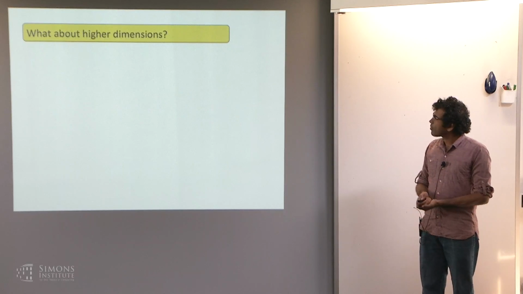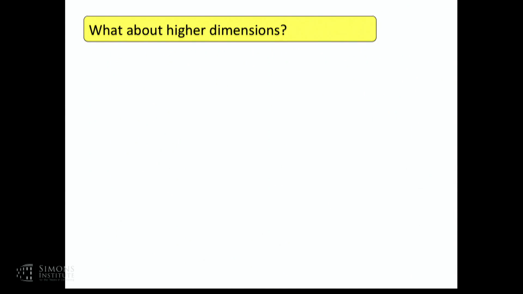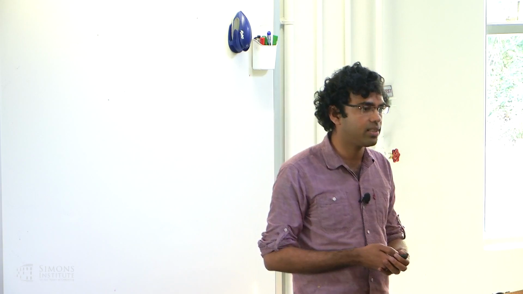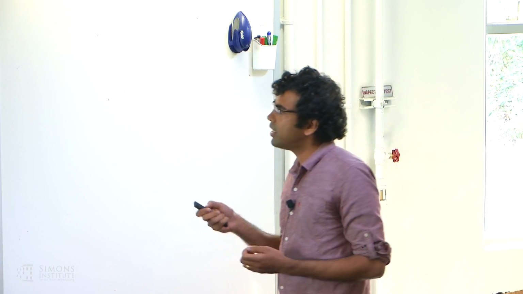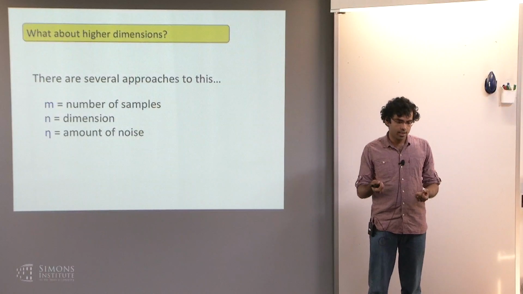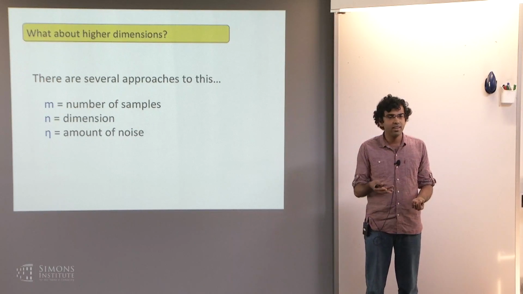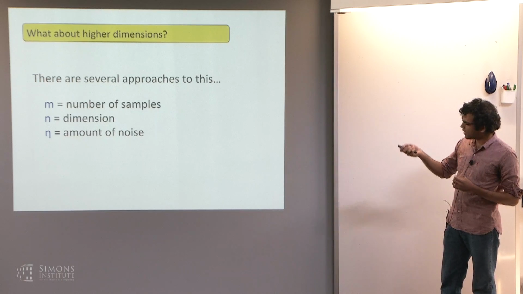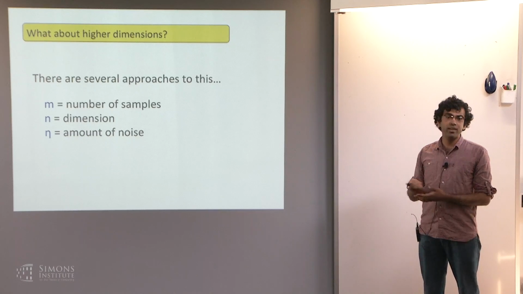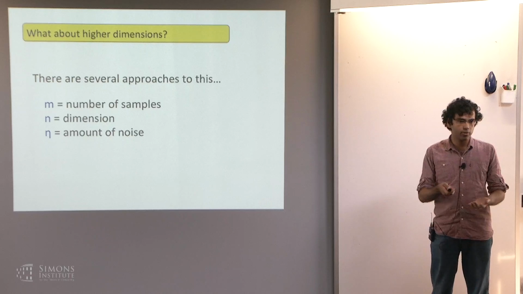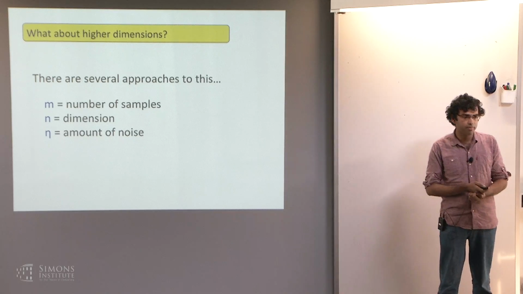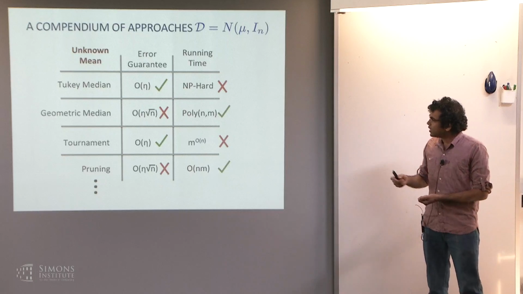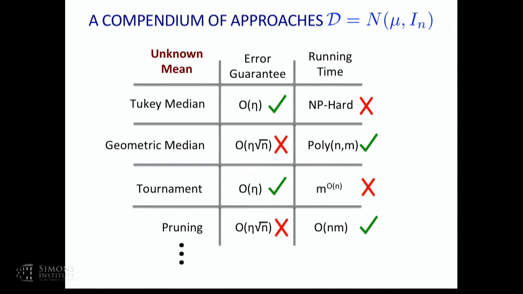So now the real question that we'll address in this talk is what about in higher dimensions? There have been several approaches suggested in robust statistics literature, and most of them are motivated by higher dimensional generalizations of median. So I'll give a table in the next slide. For the rest of the talk, M will denote the number of samples, N the dimension of the data, and eta is the fraction of the noise.